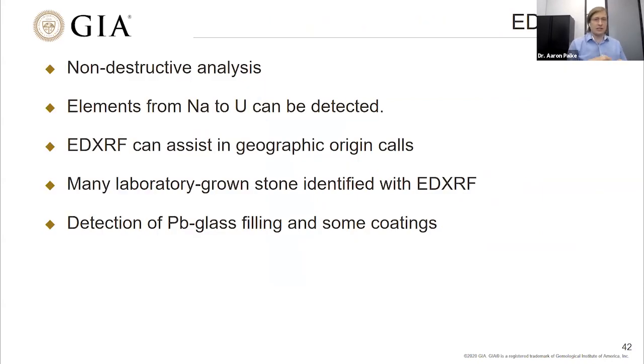Some of the applications for X-ray fluorescence are lead glass filled rubies. We can identify many laboratory grown stones by quantitatively looking at different chemical elements, looking for specific chemical fingerprints within those materials. X-ray fluorescence can be used to assist in some geographic origin calls. It's really kind of a powerful technique that we can use to get an overview of the chemical composition of different materials, because it can basically look at elements from sodium all the way up to uranium. And it's also a non-destructive analysis.